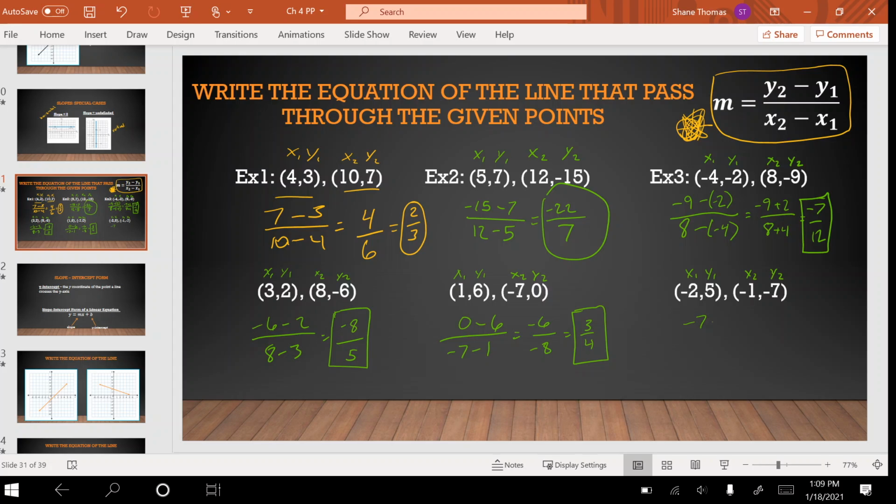So negative 7 minus, not negative 2, but 5. Then on the bottom, I'm going to have negative 1 minus... There we go. All right, so negative 7 and negative 5 is going to be, what's 7 plus 5? 12, so it'll be a negative 12. On the bottom, this is going to turn into negative 1 plus 2. So what's negative 1 plus 2? 1. All right, so then my answer is just going to be negative 12.